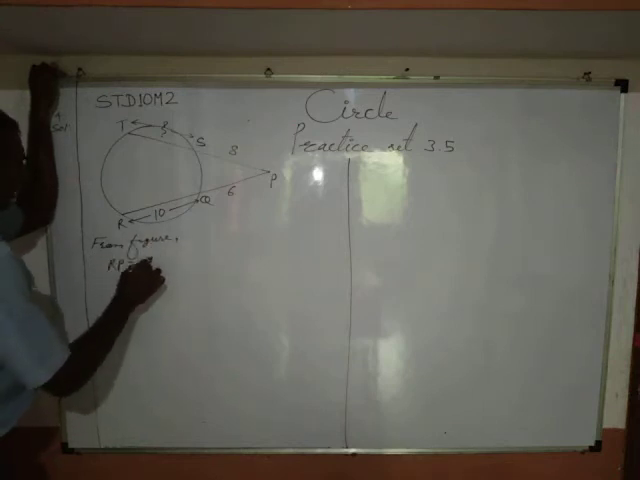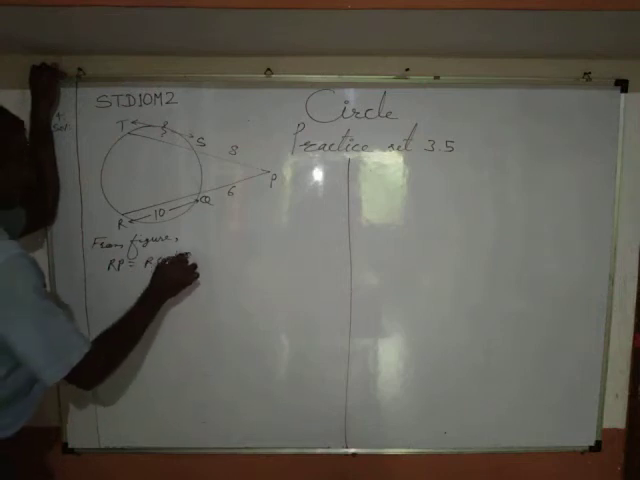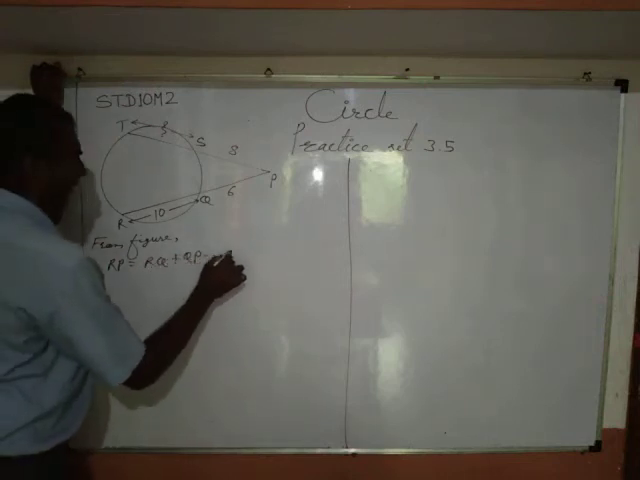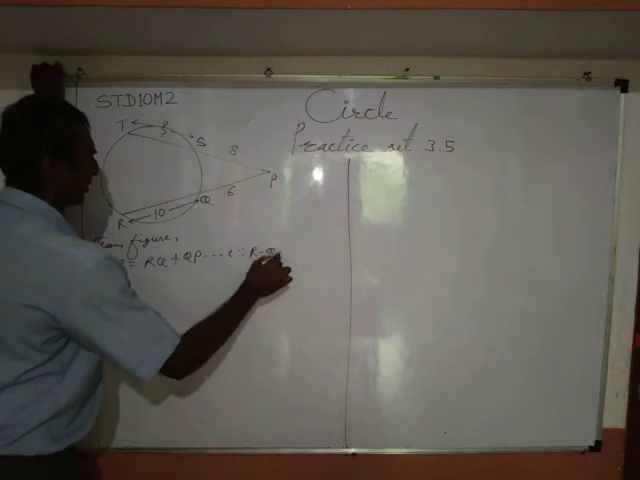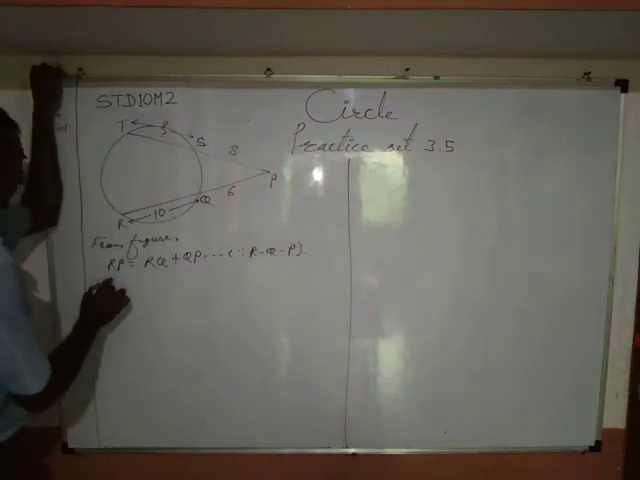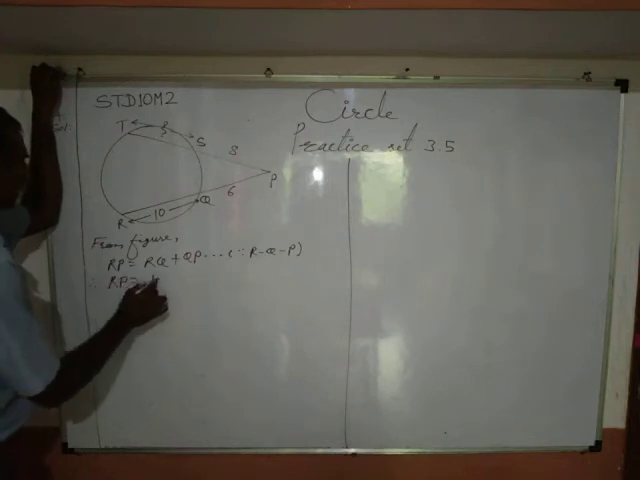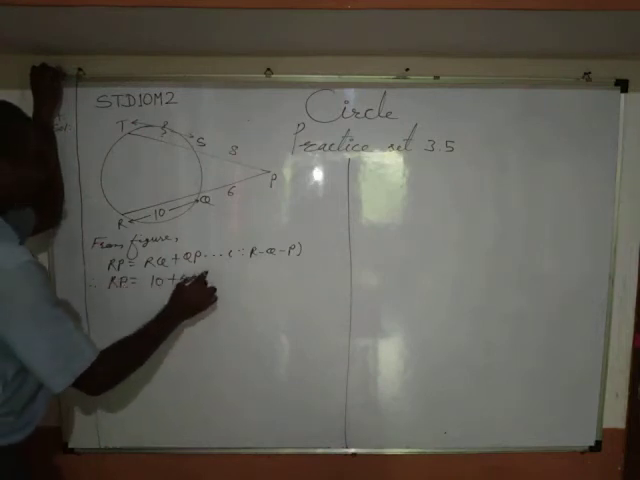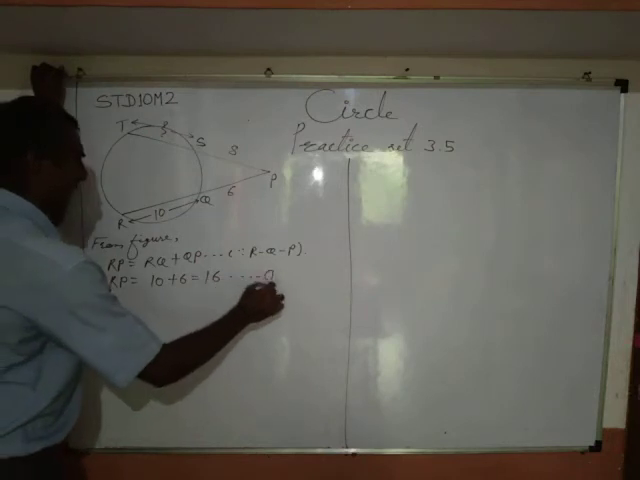RP equals RQ plus QP, since R-Q-P, and therefore RP equals 10 plus 6 equals 16. Equation 1.